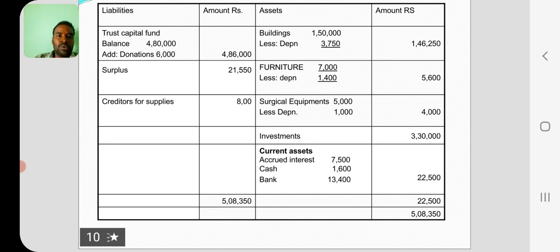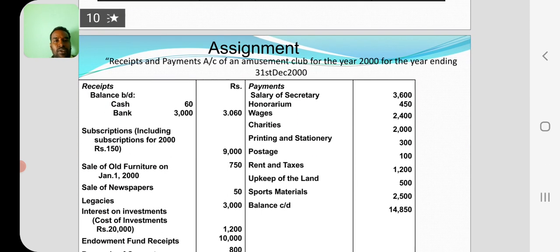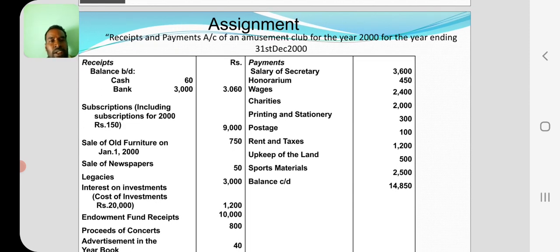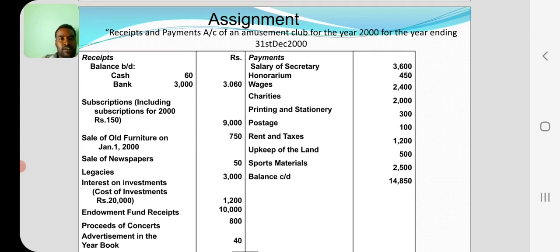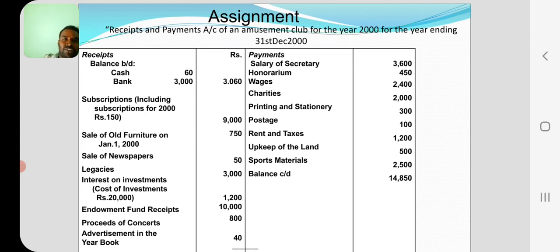Like this, we have to prepare the balance sheet. So see here, some assignments are there. So you have to solve the problem. Receipts and payments account of an amusement club for the year ending 31st December 2000. So balance brought down, cash 60, bank 3,000, 3,060.